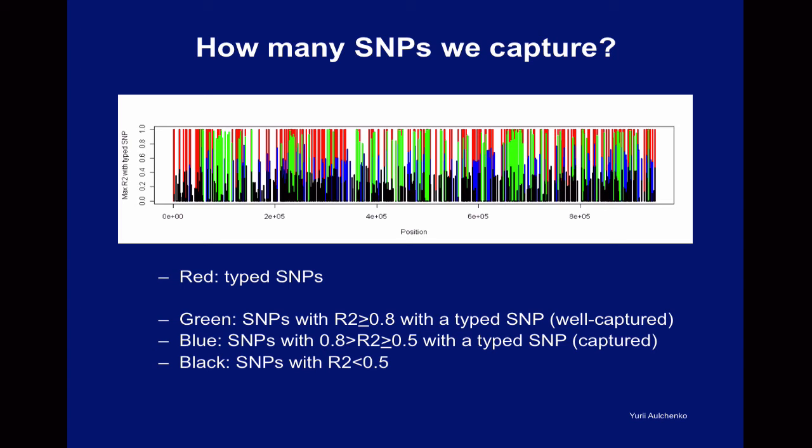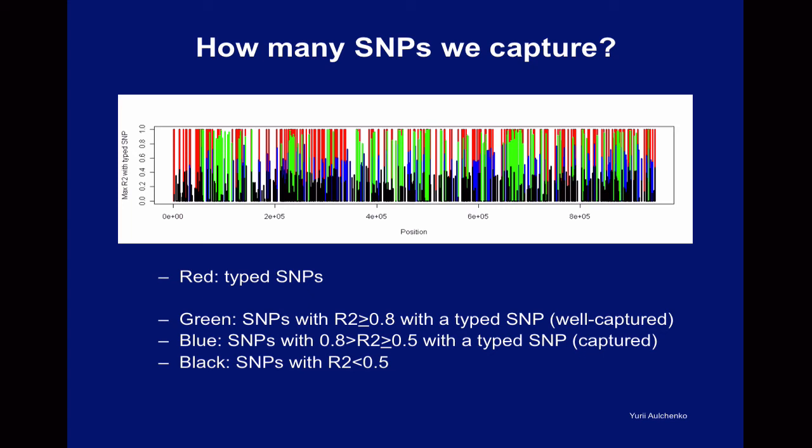SNP arrays. So these SNPs which I picked up for my imaginary array are indicated with red bars, and then there is linkage disequilibrium in this genomic region, and therefore for certain SNPs, though they are not presented on my SNP array, they may be in very strong linkage disequilibrium with SNPs on the array. So I'm going to capture this variation through the linkage disequilibrium.